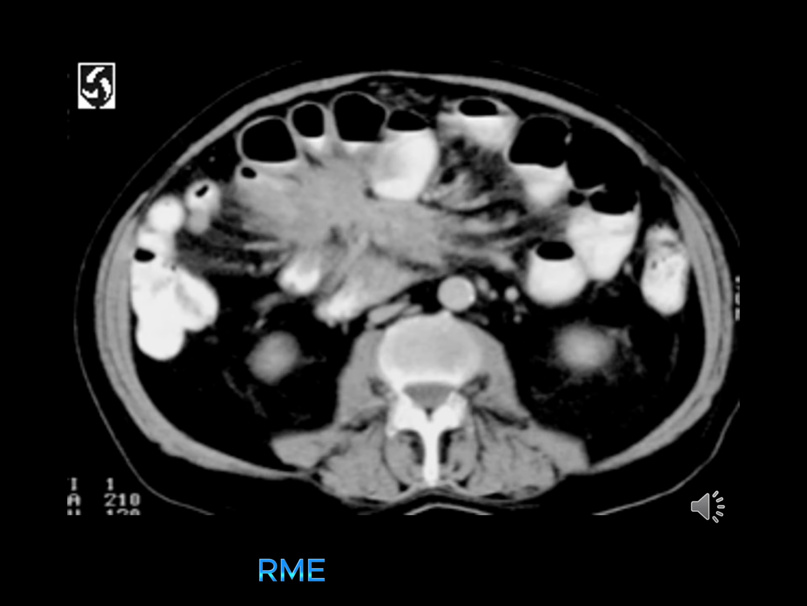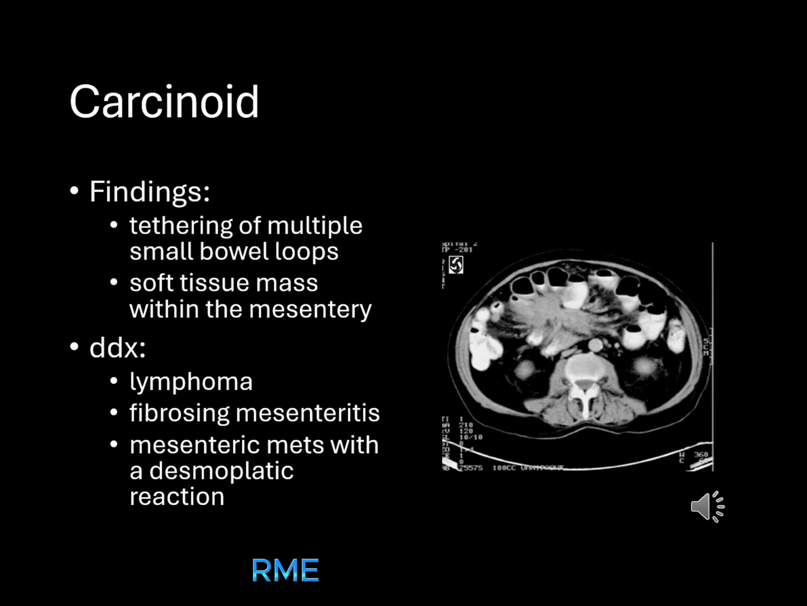What do you see in this image? Here I see tethering of multiple small bowel loops with a soft tissue mass within the mesentery. These findings are indicative of a carcinoid tumor. The desmoplastic reaction causing fibrosis and tethering is quite typical for this condition.